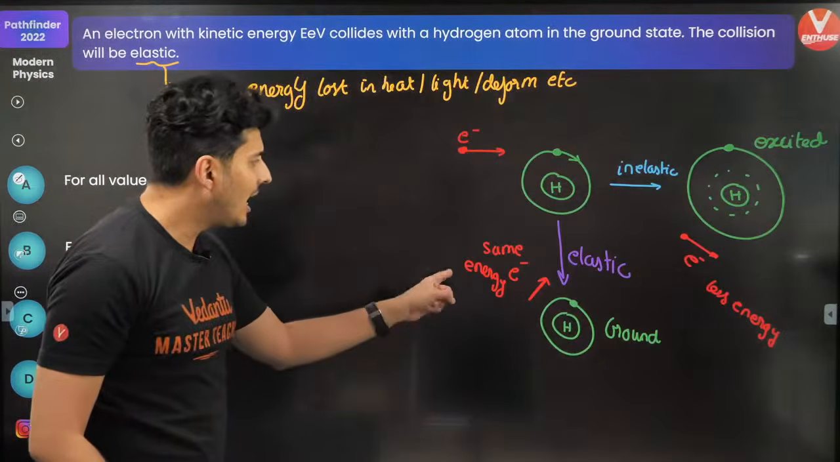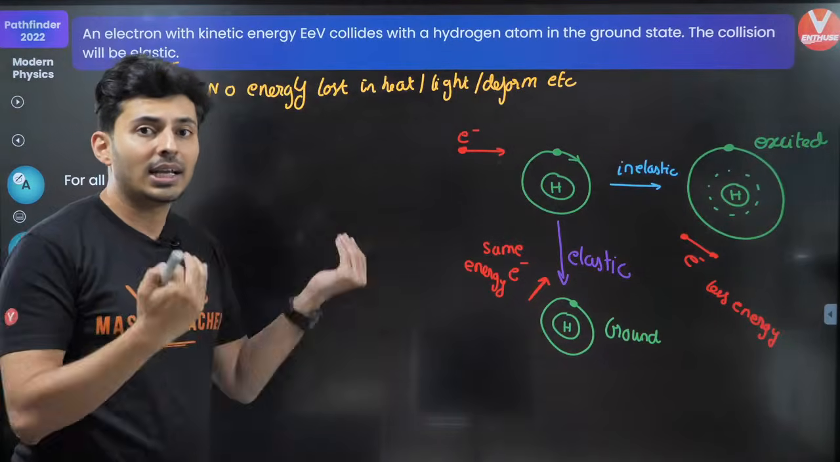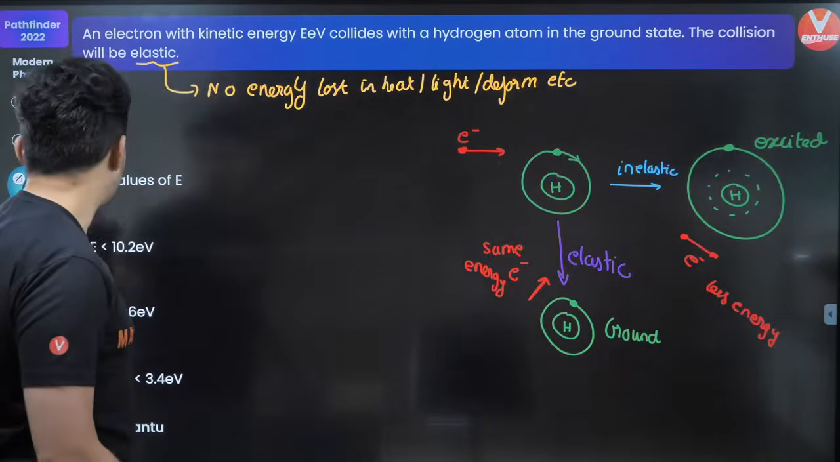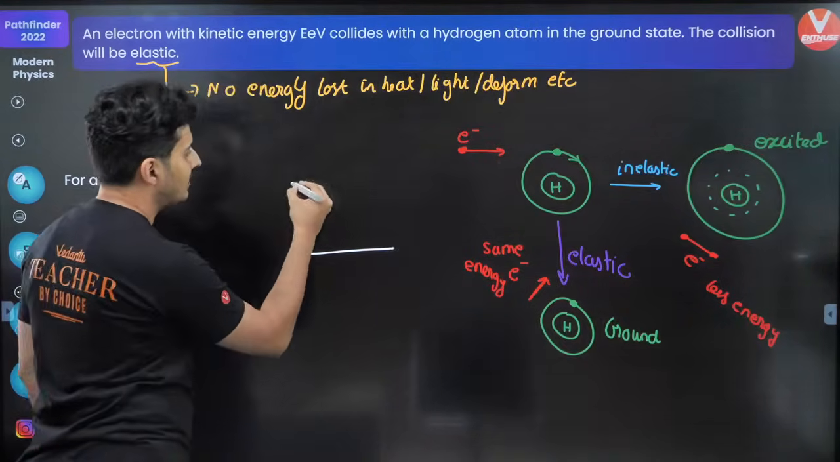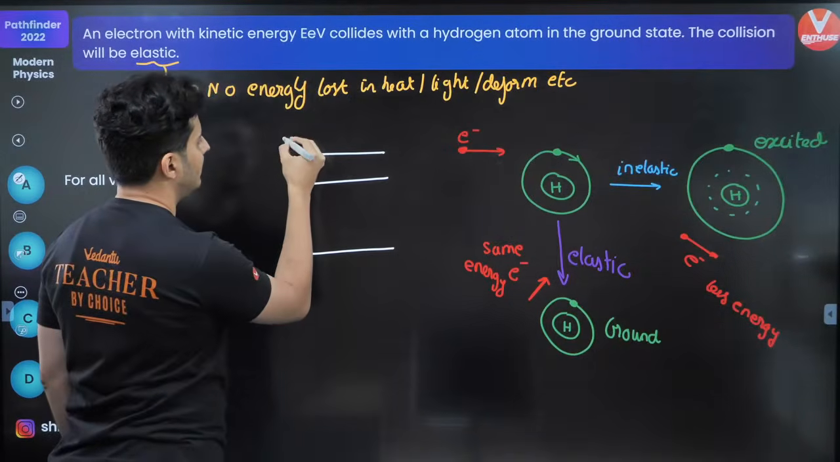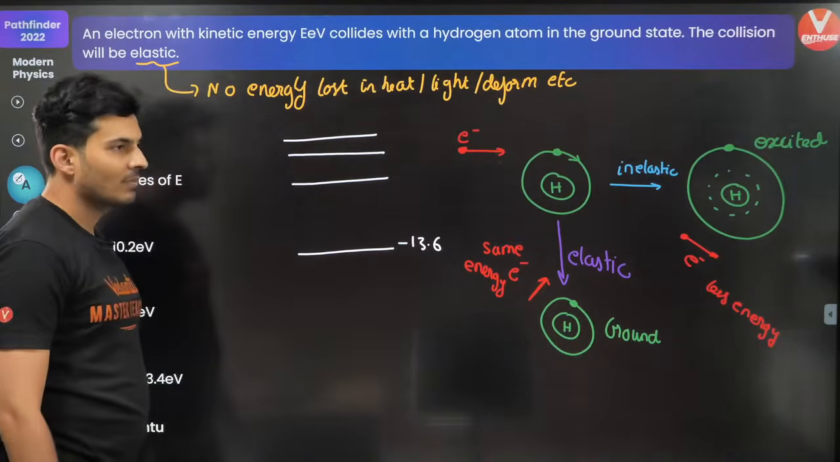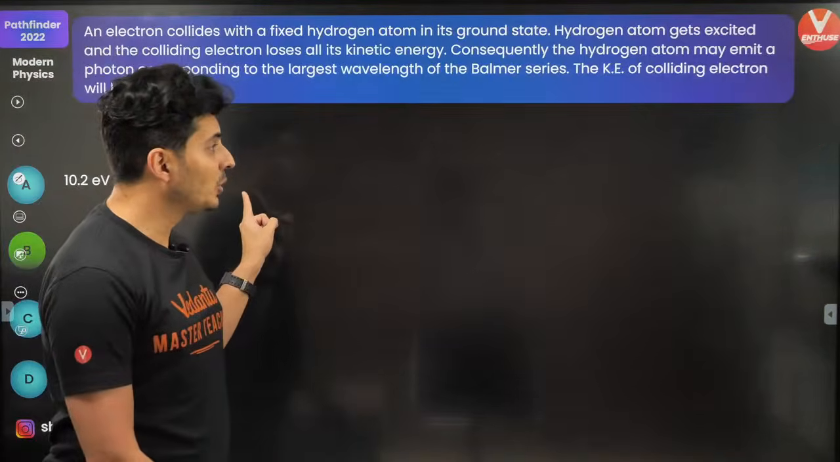So when can the atom still remain in the ground state? It cannot accept that electron's energy to go into higher energy states. That's possible if, recollect the energy levels. This was minus 13.6. Correct? This was minus 13.6.